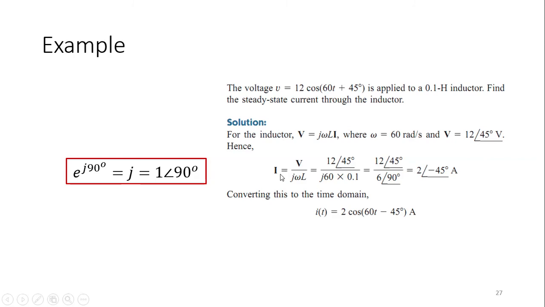From this relationship we can simply derive that current is voltage divided by j times omega times the inductance. So simply putting in the values, we get the inductor current as 2 angle minus 45 degrees, and when we convert it back into time domain, the expression would be 2 times cosine of omega t minus 45, and as we know omega is 60, so we write 2 cos of 60t minus 45 degrees amperes as the current flowing through the inductor in steady state condition.